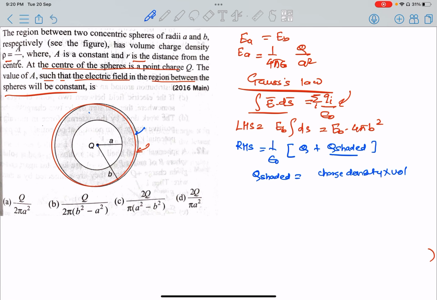And since the charge density is varying with the distance, we have to integrate. So how to calculate that? First, let me draw a sphere, a spherical shell inside this shaded region of radius r. So this is the radius r. And let us also draw another spherical shell a minuscule distance away from this original spherical shell of radius r. So this distance is dr. So this is a small thin spherical shell.